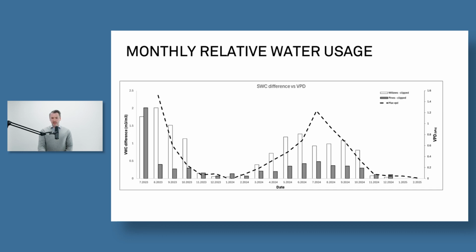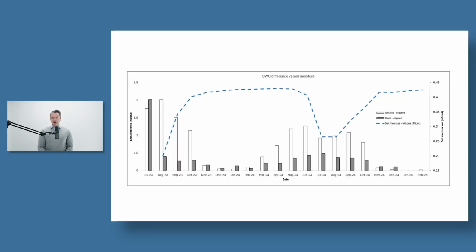We can explain that only by finally combining all three phases that I've been talking about: in the soil, in the plant and in the atmosphere. So we've got plant and atmosphere here, and that explains a lot of this. But to see the full picture, we also have to bring in the soil moisture data.